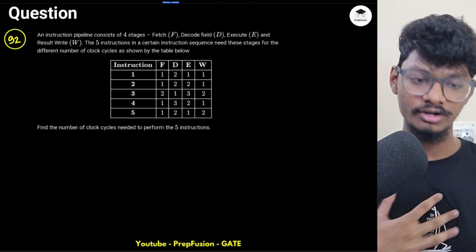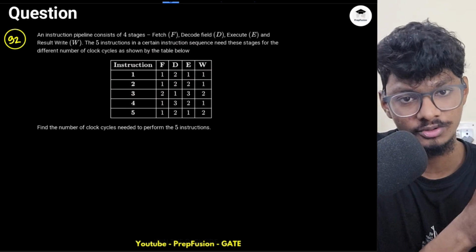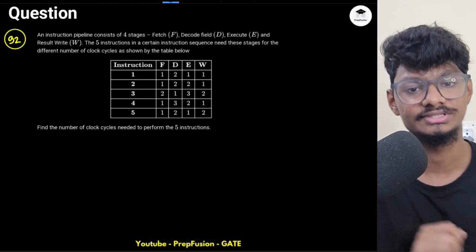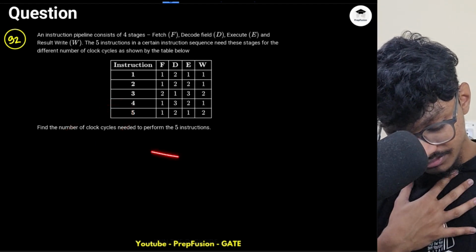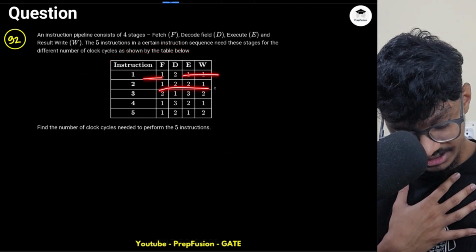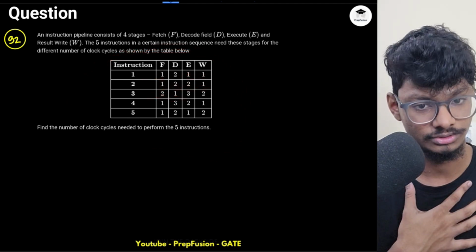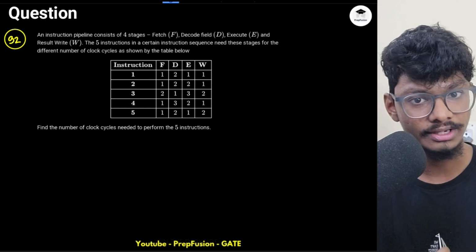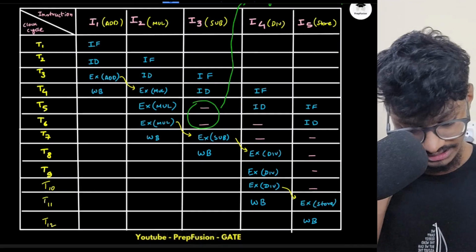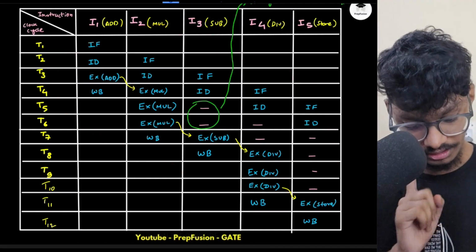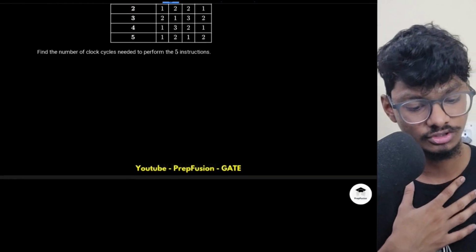I have seen many educators teach you that you have to visualize, you don't have any method, but I will tell you one single method with the help of which you will be able to solve these types of questions, right? So they are asking me to find the number of clock cycles needed to perform the 5 instructions. Different stages have different numbers of clock cycles. How will I solve this question? Now first of all, you have to actually draw the table here as well. If you don't draw the table, you won't be able to solve it. This can be solved with a shortcut as well, if the cycles are given.